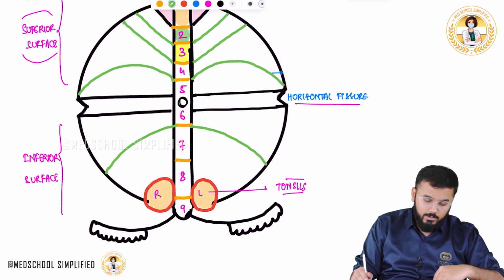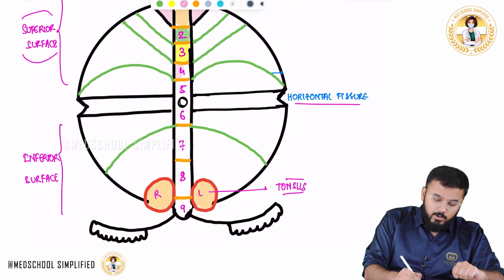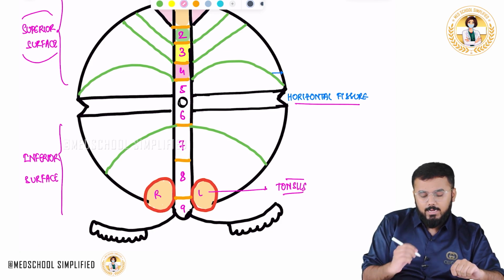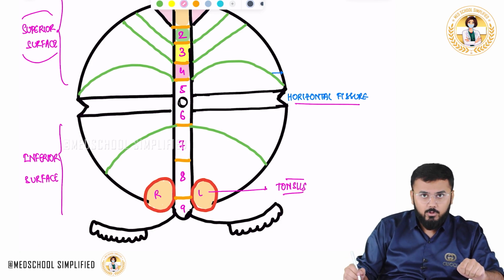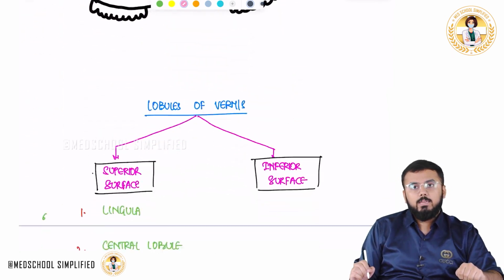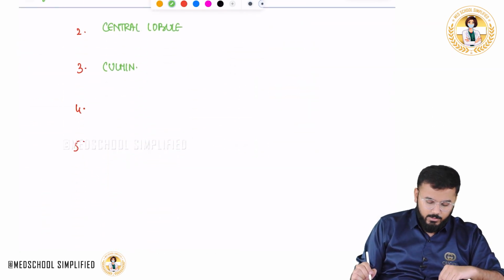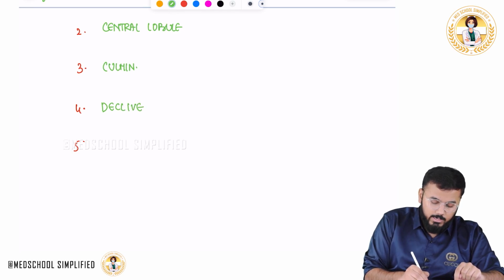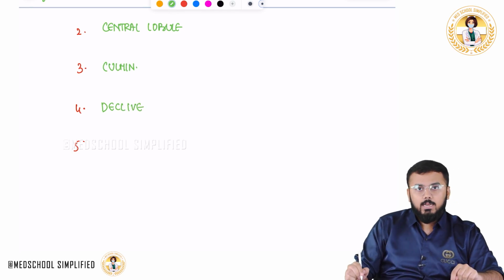Now after the culmen, the fourth important one. Everyone has got a different name, right? These names are really tricky to remember, but you have to remember them. So the fourth one over here is called declive. The fourth lobule of the vermis is called what? Declive.